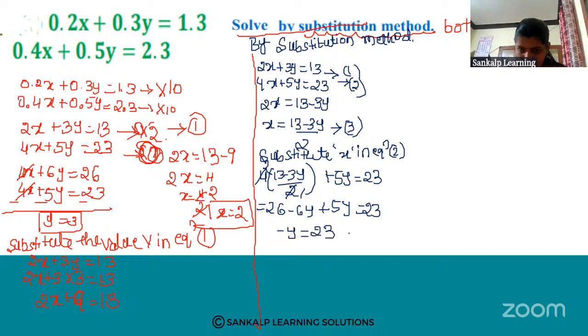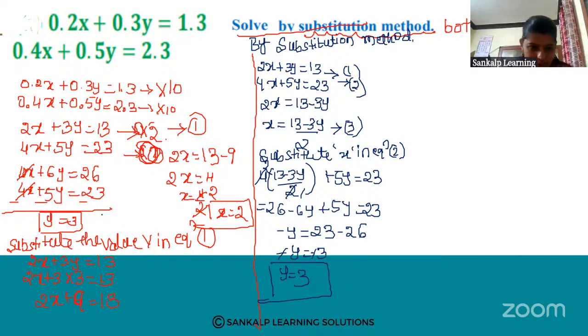Transfer this 26 to this side. It will be minus 26. So minus y is equal to 23 minus 26. That means 26 minus 23, that is 3. But it is minus 3, because 26 is bigger, so the sign is minus. Minus y is equal to minus 3. Minus and minus will get cancelled. Then y is equal to 3. So this is the value of y.